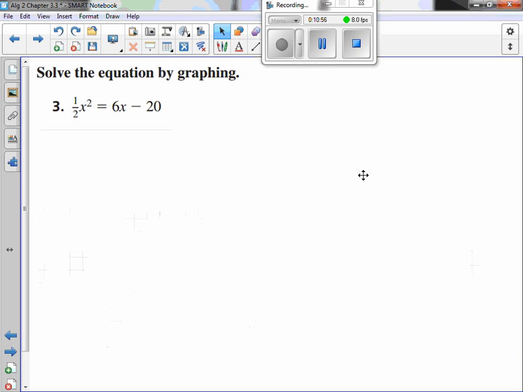Now, as we noticed on the last one, hopefully you noticed that having a negative number in front of x squared, did that really change anything? Did that make it harder or easier? Well, not really. We're just plugging it in.